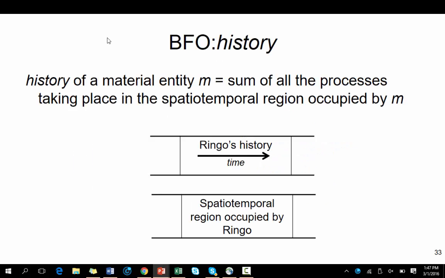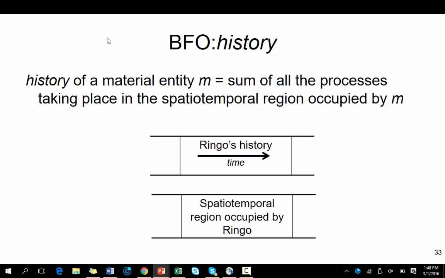Now we come to another idea which belongs to the occurrent part of BFO. So we define the term history like this. Ringo has lots of processes going on in his molecules, in his cells, in his organs, in his drum playing hands. If we sum all of those processes across the whole of Ringo's life, we get what we call the history.